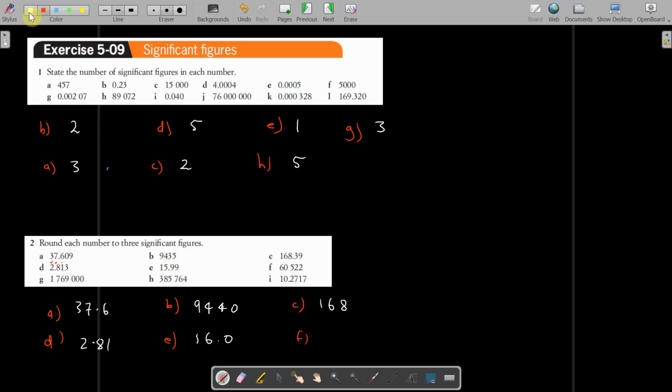F. 60522, so the 3 significant figures are 605. And we can't add zeros this time because they don't count. 605, 3 significant figures, and the other 2 go down to 0. Remember, they don't count, so that's still just 3 significant figures. I think you get the idea of that one.